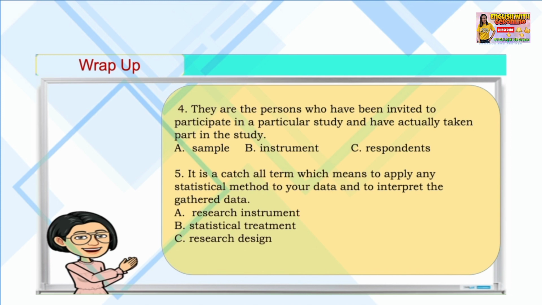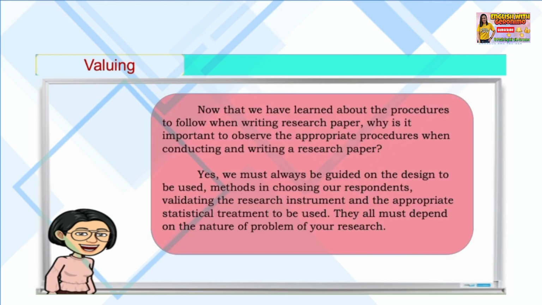Number 4. They are the persons who have been invited to participate in a particular study and have actually taken part in the study. Letter A. Sample. B. Instrument. Or letter C. Respondents. Number 5. It is a catch-all term which means to apply any statistical method to your data and to interpret the gathered data. Letter A. Research instrument. B. Statistical method. Or letter C. Research design.